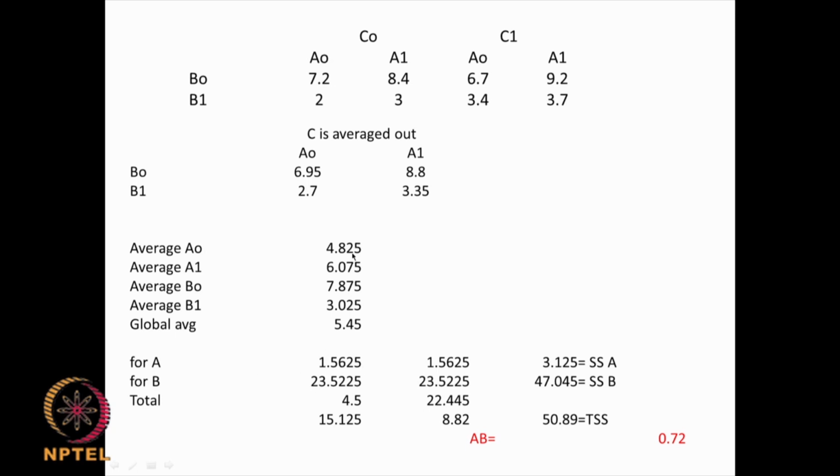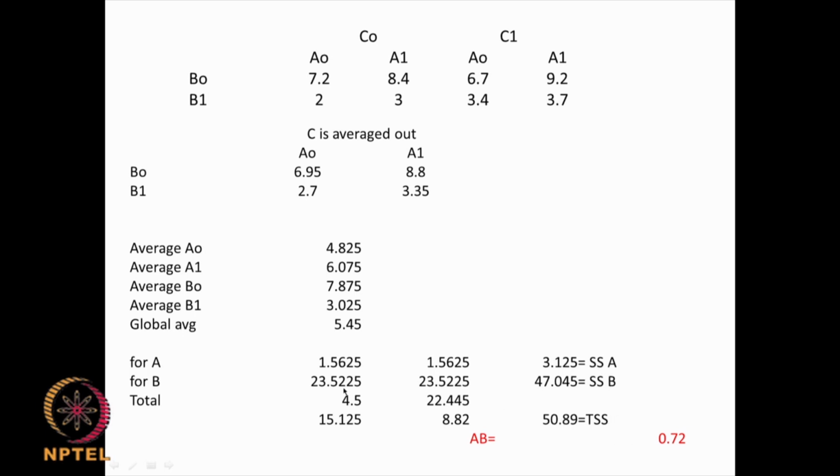4.85 minus 5.45 square but multiplied by 4, 6.075 minus 5.45 square multiplied by 4. Why 4? Because each of these terms is made up of 2 and each of these is also made up of 2 from the original table, that is why we are multiplying by 4. So, you get sum of squares for A, sum of squares for B.